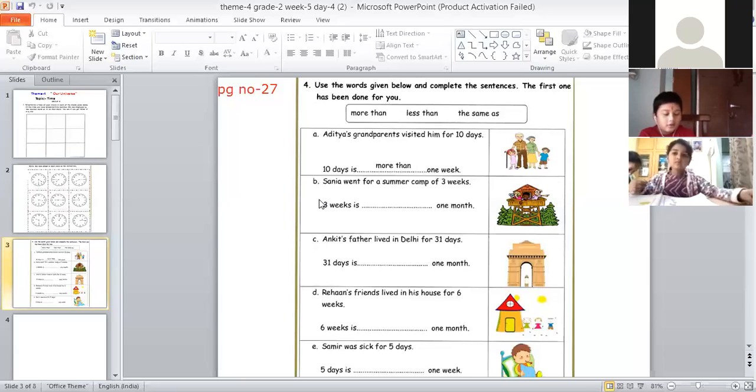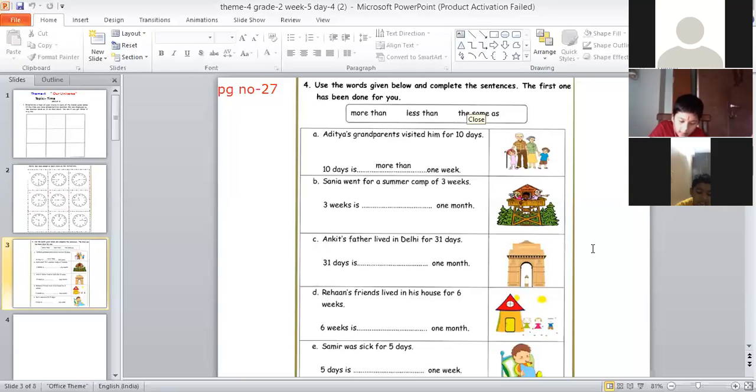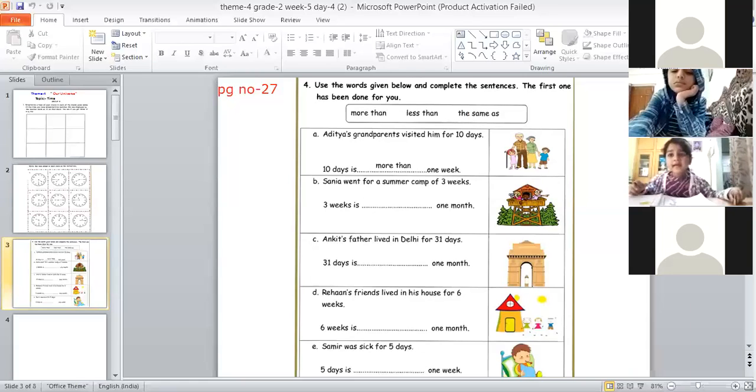Ashwita, you tell me how many weeks are there in 1 month? 4, ma'am. Very good. There are 4 weeks in 1 month. So tell me, 3 weeks or 4 weeks, which is more? Which number is greater, 3 or 4? 4, ma'am. 4 is greater than 3. So this means 4 weeks are more than 3 weeks.